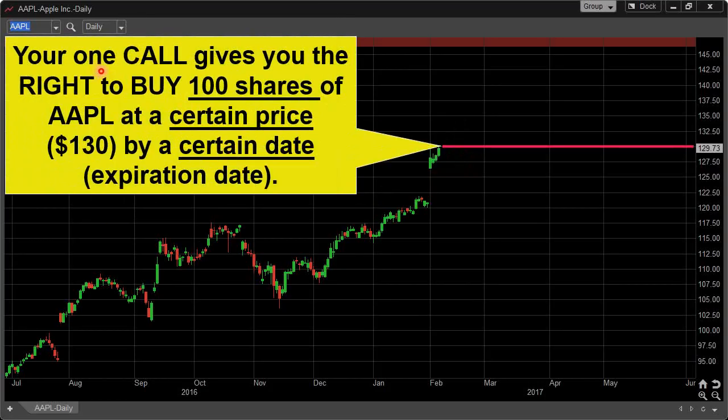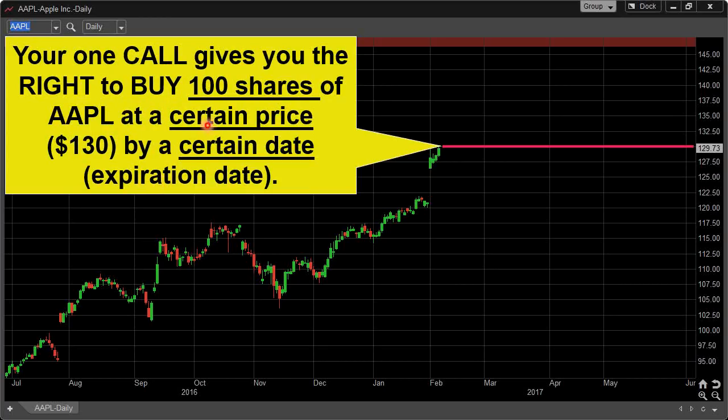Your one call, and by the way, it's called a contract, right? Your one call contract gives you the right to buy 100 shares. Okay, so one contract controls 100 shares, two contracts, 200 shares, three contracts, 300 shares, four contracts. You get the idea, right? So our one call gives us the right to buy 100 shares of Apple at a certain price, which is called a strike price. So you could specify that certain price. In our example, we happen to specify 130, by a certain date, and that's called an expiration date.